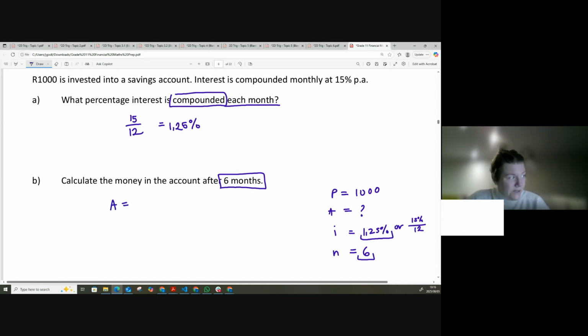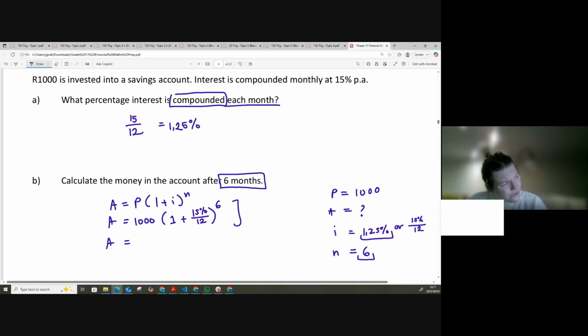So we're going to pop it into our compound interest formula. Our A is what we don't know. Our P is 1,000 Rand. 1 plus I, which I'm going to write as 15% over 12. And now the number of times that we are having it compounded is 6. So that's the number of times we'll get our interest. We can stick this straight into our calculator, exactly like that, and we'll get a total of 1077,38. And that is going to be the amount that is in the account after 6 months.